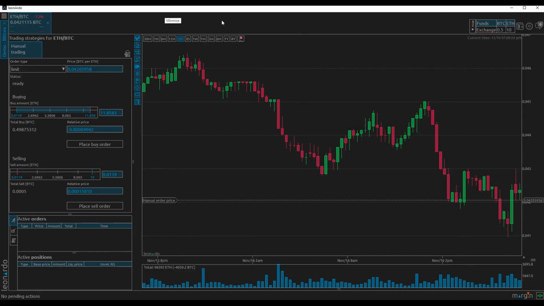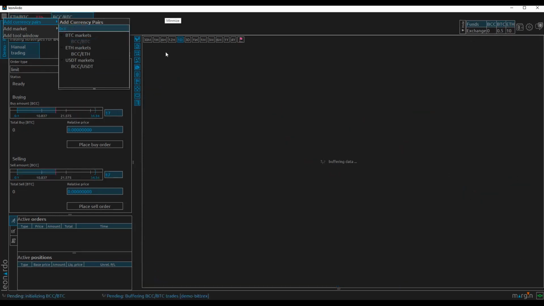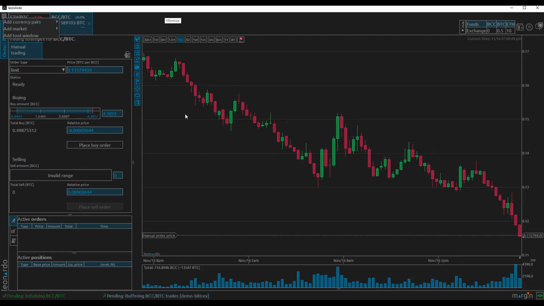Now to add more pairs to your screen, you go to the left top side, click the little three lines, and choose the option add currency pairs. So I have Ethereum. Let's see, what does BCC look like? So Bitcoin Cash. It's currently going downhill by the looks of it. Very bearish right now, as you can tell. That doesn't mean that you can't trade. You still can trade and make money even in this situation, but you have to know what you're doing.